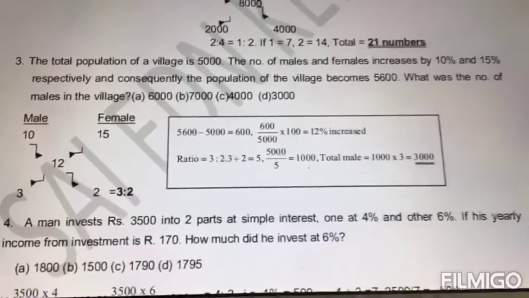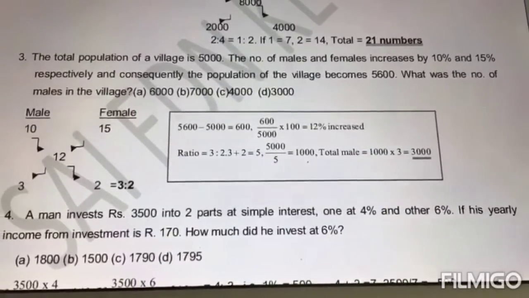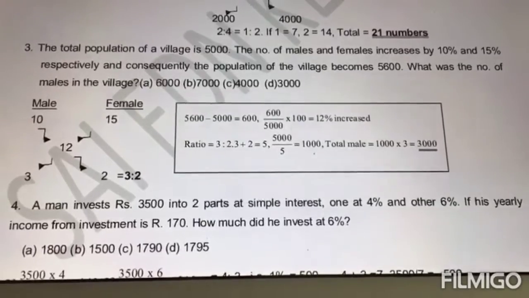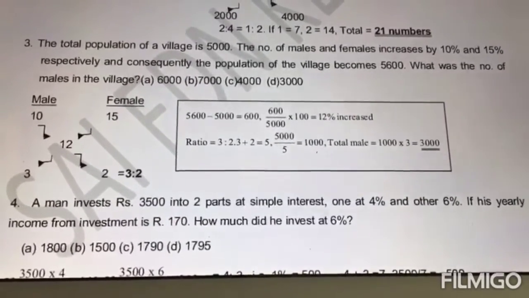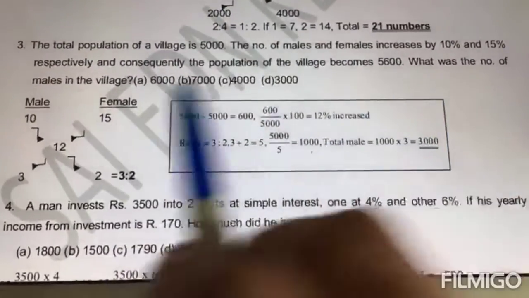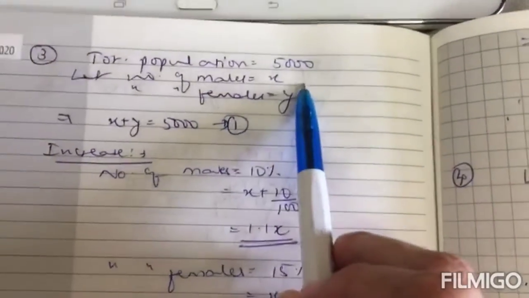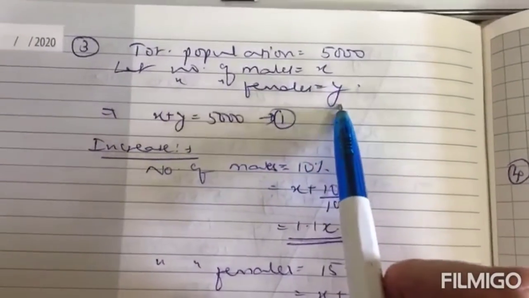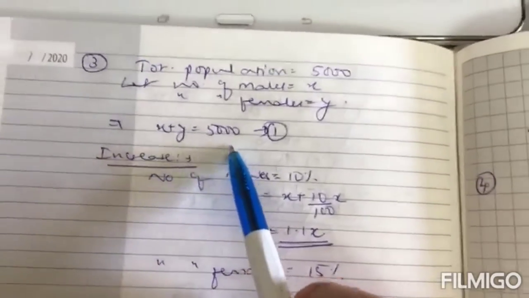The total population of a village is 5,000. The number of males and females increases by 10% and 15% respectively, and consequently the population of the village becomes 5,600. What was the number of males in the village originally? Total population is 5,000. Let the number of males be x and the number of females be y. Therefore, x plus y, that is males plus females, is equal to 5,000.